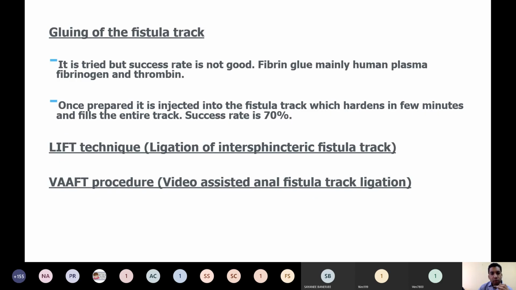Now there is something called gluing of fistulous tract, where fibrin glue is used, which is nothing but human plasma fibrinogen and thrombin. This is injected into the fistulous tract, which hardens within a few minutes. The success rate is hardly 70%, hence it is not advised anymore. There are newer techniques called LIFT and VAAFT. LIFT means ligation of intersphincteric fistulous tract. VAAFT means video assisted anal fistula treatment. These are the newer techniques.